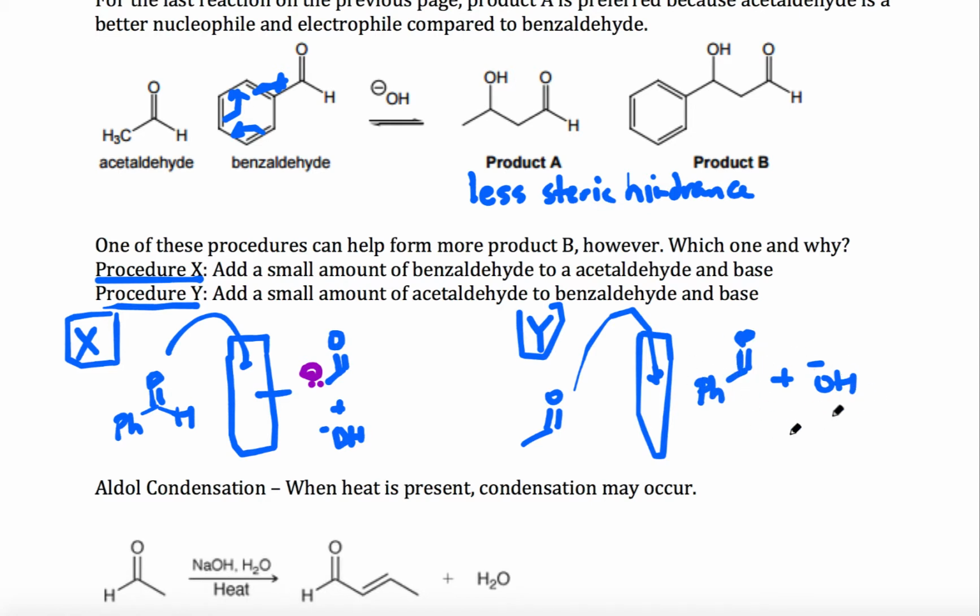So it's just sort of waiting, and as we add this dropwise, we're only adding a little bit of this, such that this will react to make enolate here in limited quantities, and the only thing possible for it to react with then is benzaldehyde. So here we're controlling the situation so that there's a little bit of enolate getting formed at a time, and that it's more likely to react with benzaldehyde, which will be in a greater concentration. Remember, because I'm only adding this dropwise. Okay, so procedure Y is going to help me to produce product B over product A.